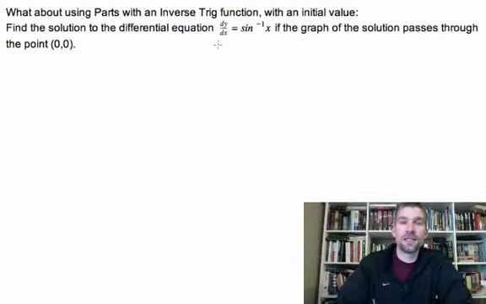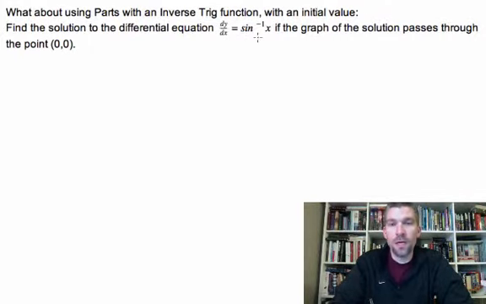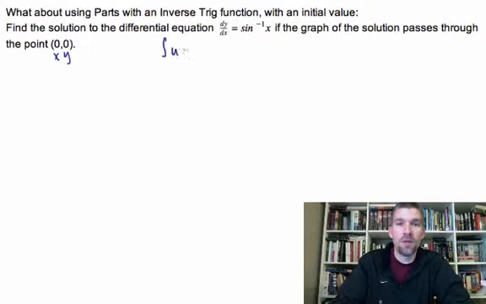All right, here's one last integration by parts. This is a toughie because we're dealing with the differential equation dy dx equals the arc sine of x with an initial value of x equals 0 when y equals 0. So let's set up our integration by parts. The integral of u dv is equal to uv minus the integral of v du. Okay, so there's the setup right there.